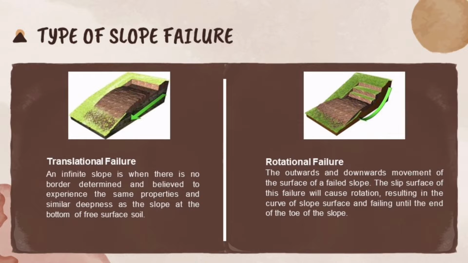Next is type of slope failure. First is translational failure. An infinite slope is where there is no border determined and it is believed to experience the same properties and similar deepness as the slope at the bottom of free surface soil. Second is rotational failure. The upwards and downwards movement of the surface of a failed slope. The slip surface of this failure will cause rotation, resulting in the curve of the slope surface and failing until the end of the two of the slope.